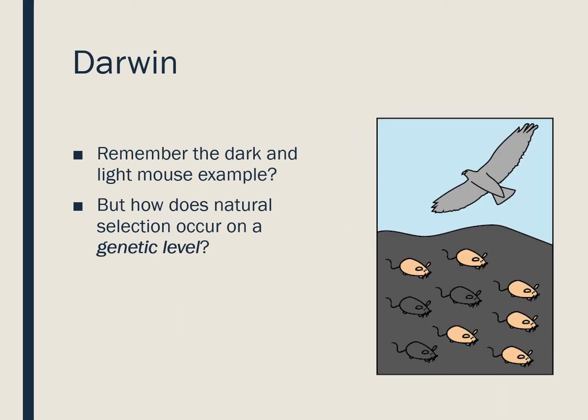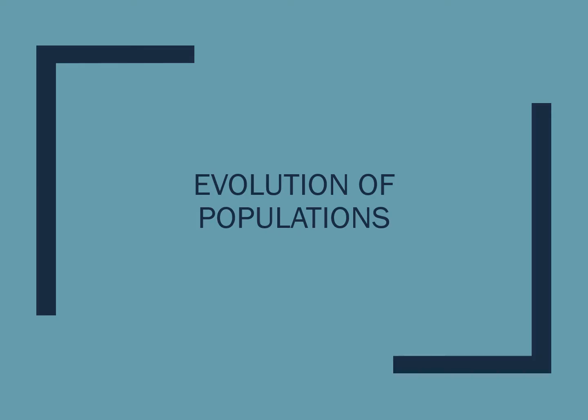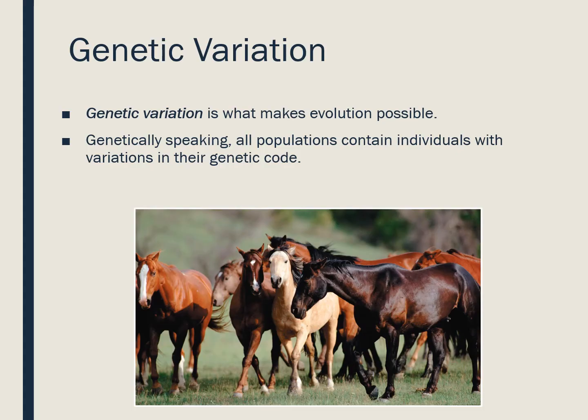So remember the dark and light mouse example, but how does natural selection occur on the genetic level? When you look at it, genetic variation is what makes evolution possible. So it's a good thing that we're all different. Genetically speaking, all populations contain individuals with genetic variations within their code. Some of us have darker hair, some of us have lighter hair. All of our skin tones are different, eye color.